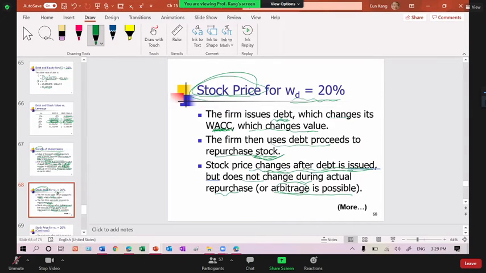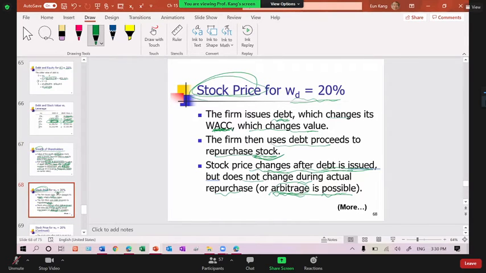Then there's a new information. After that, there is no other information, so stock price stays the same, okay? And if not, there is an arbitrage opportunity. People can get extra profit by selling high price stock and buying low price asset, right? Buy low, sell high. That is possible. And we'll talk about this arbitrage process in chapter 16.